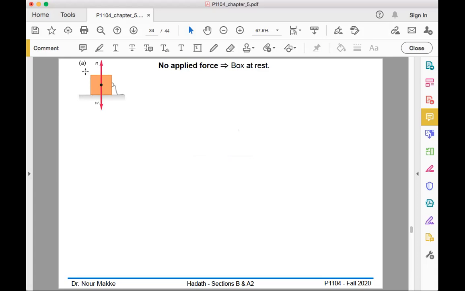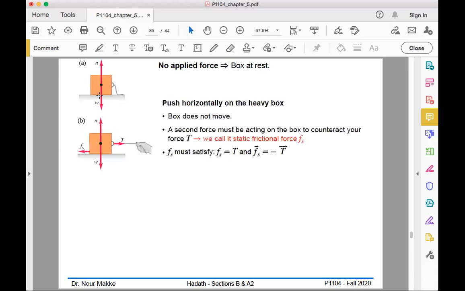In the first step, the box is at rest. There is no applied force. So we have the normal force and the weight, which actually counterbalance each other. Let's now try to pull this crate horizontally. What happens? If we try to pull it, then we are applying a given force in here.